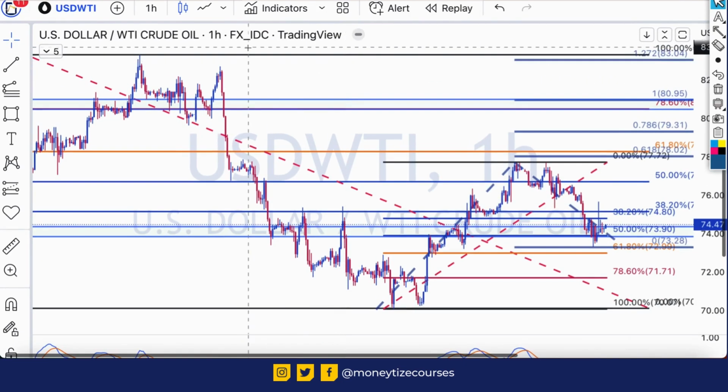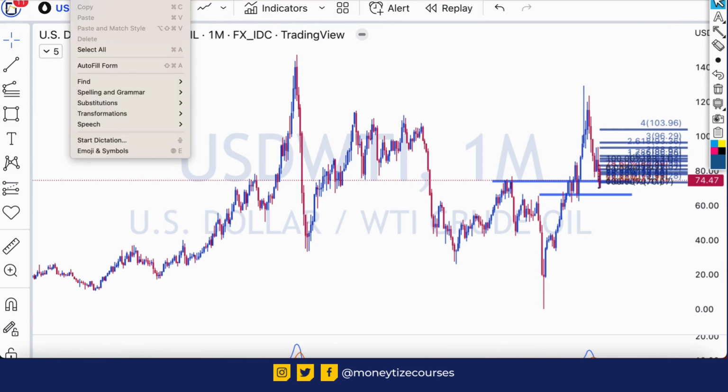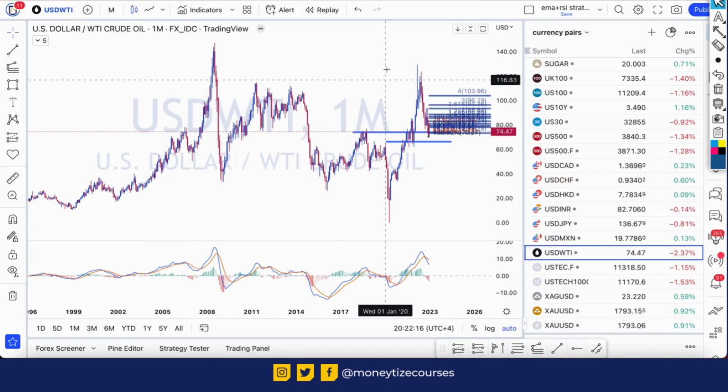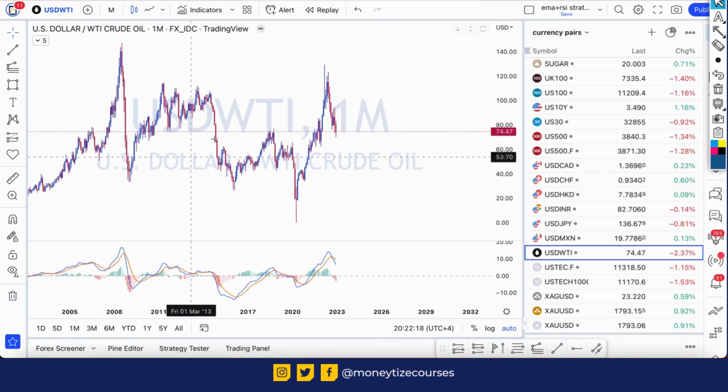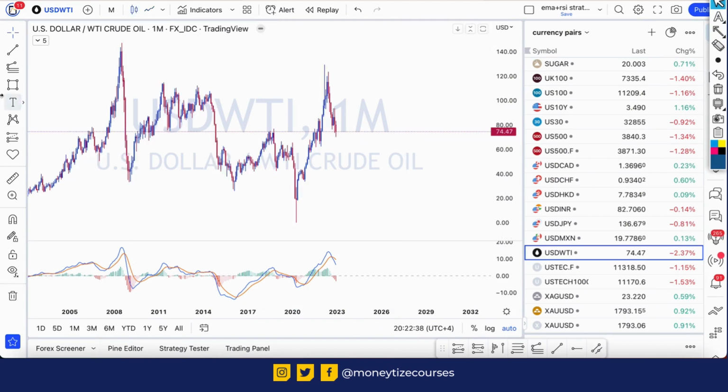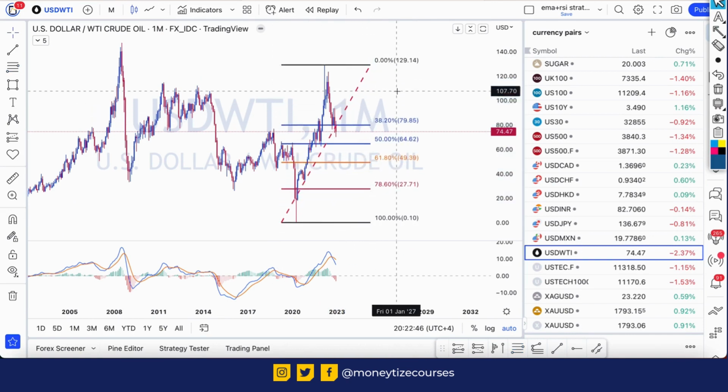USDT WTI, starting from monthly. Clearing our lines. Okay, so this is the pattern on monthly. Monthly bullish divergence, monthly BOS, new high created, and now we are under the pullback correction. So let's apply Fib retracement starting from this bottom to the recent high.